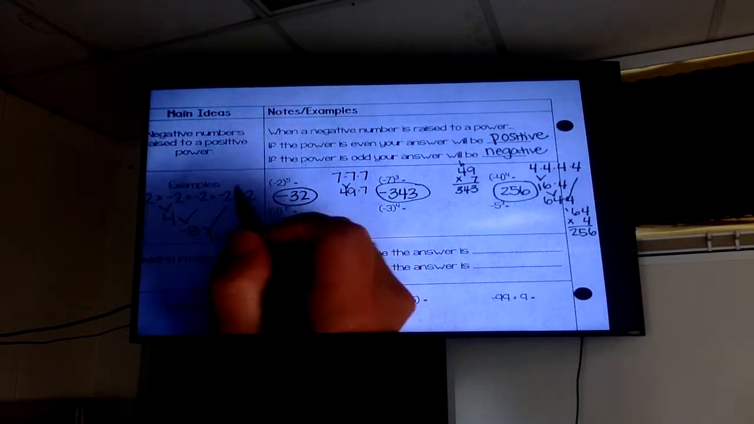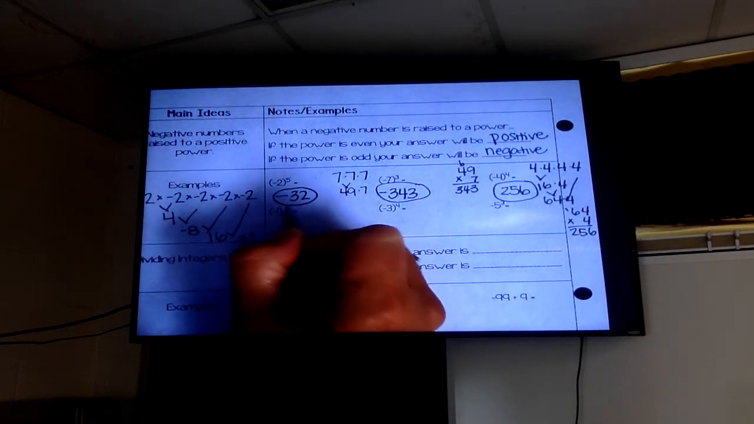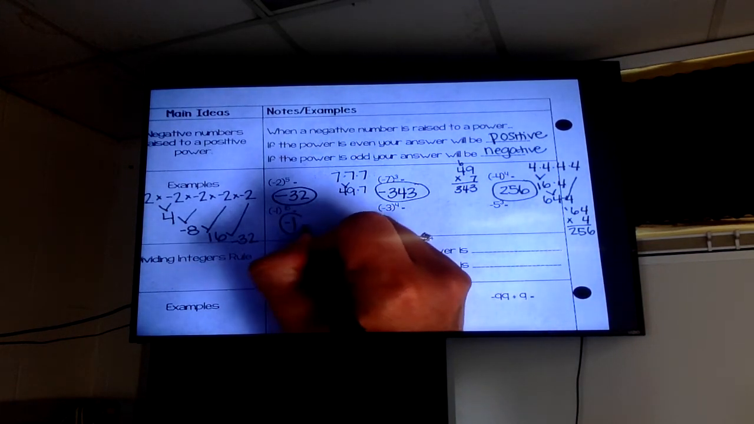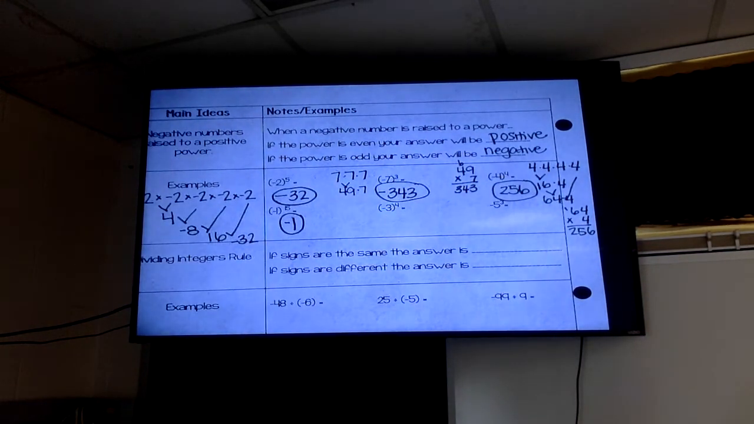So I'm going to write down 1, and then I'm going to look at my exponent. 15 is odd. Odd means negative. So my answer there would be negative 1.